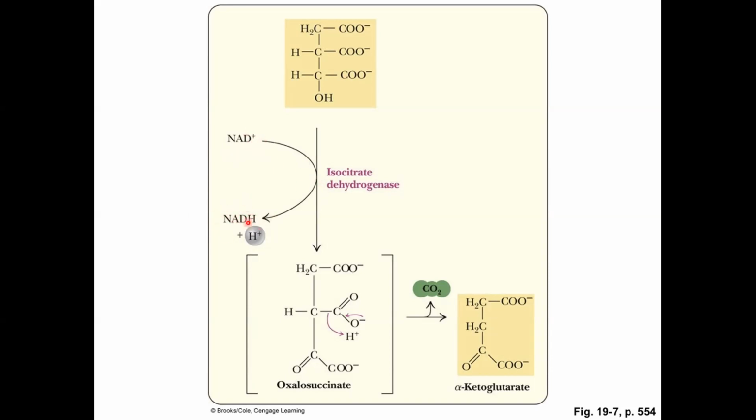So we have our NADH. Remember, we're going to cash in these electron transport carriers in our electron transport chain for a lot of energy. And this is an oxidative decarboxylation process, so a CO2 will also be generated. This is just an intermediate, don't really worry about that. So a CO2 will be generated, and our end product is alpha ketoglutarate.